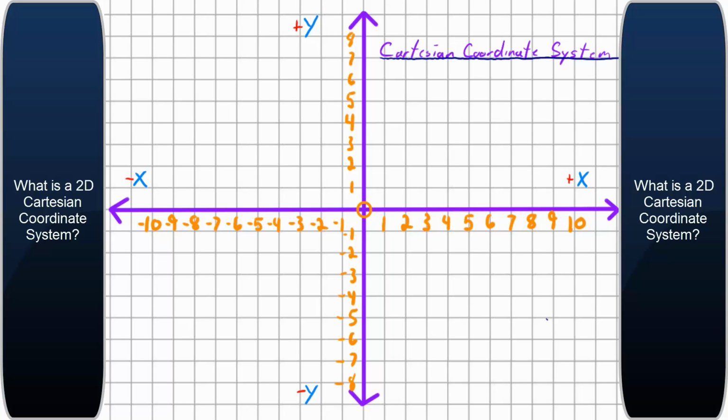Okay, now that it is done, let's look at some of these attributes. One is that a Cartesian coordinate system has perpendicular lines. Perpendicular lines are lines that are at right angles to one another.